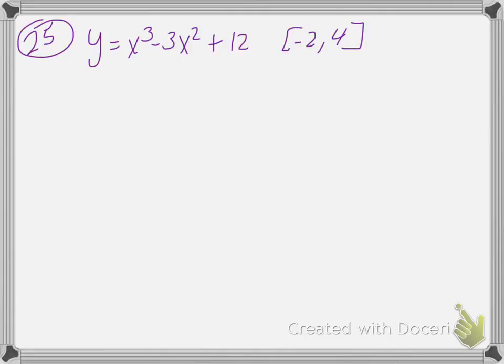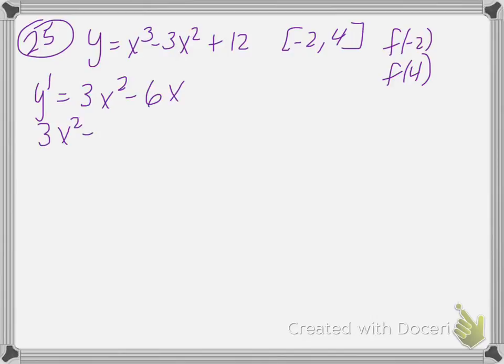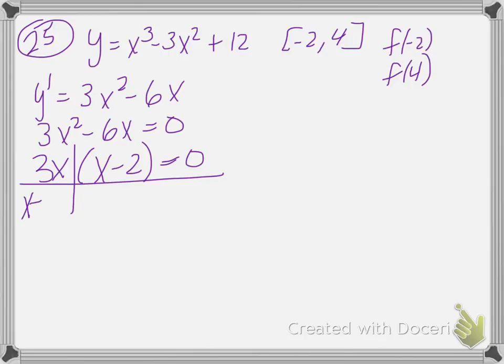Okay, here's number 25, and this is an absolute maximum question with an interval. So remember, you're going to have to test critical points and endpoints. So you know at the end you're going to have to do f of -2 and f of 4, and then we'll see if there's any critical points to go with that. So to find the critical points, we're going to take the first derivative, set it equal to 0, and then we can factor out a 3x. We get 2 answers.